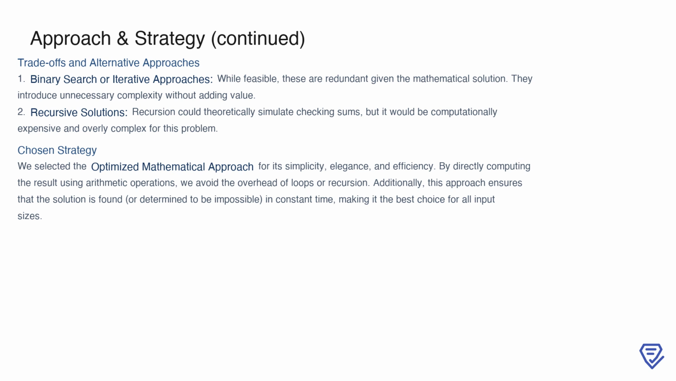These approaches add unnecessary complexity without improving efficiency, as the mathematical solution already solves the problem in constant time. Similarly, while recursion could technically be used to simulate checking sums, it would be computationally expensive and overly complex for such a straightforward problem. Ultimately, the chosen strategy is the optimized mathematical approach for its simplicity, elegance, and unparalleled efficiency. By directly calculating the solution with arithmetic operations, we avoid the overhead of loops, recursion, or additional data structures. This guarantees that the answer is found or determined to be impossible in constant time, making it the most effective solution regardless of input size.